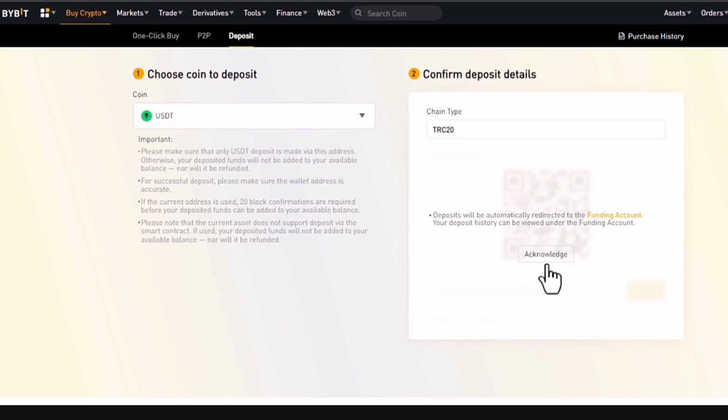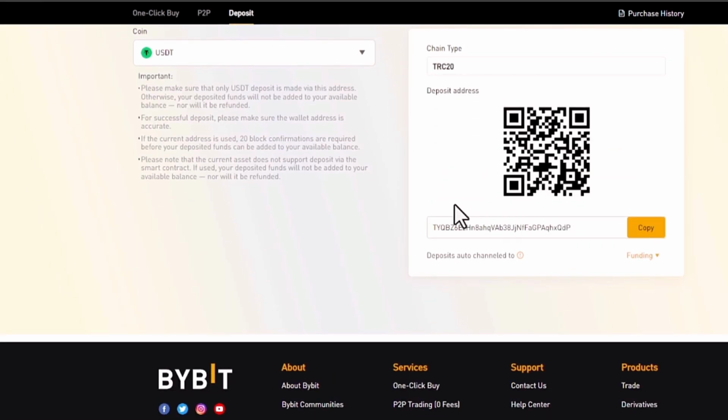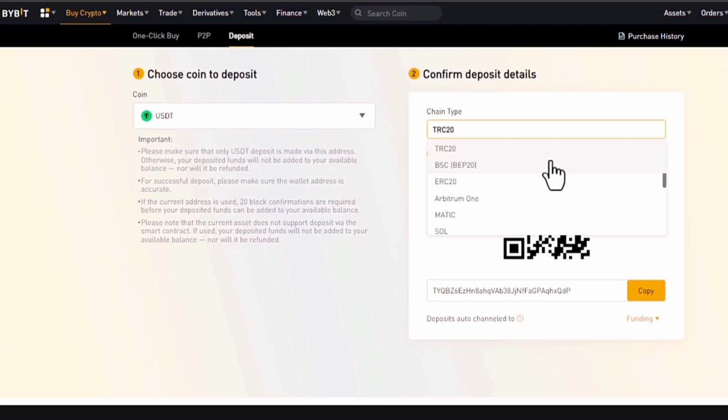In this case, you have to choose the network, because there are different networks to do that. Remember I told you you can reduce the amount of your fees when you want to transfer your assets. So here's how to do it. There are many options here. For example, you have TRC20, you have BSC or BEP20, you have ERC20, and the rest of them.